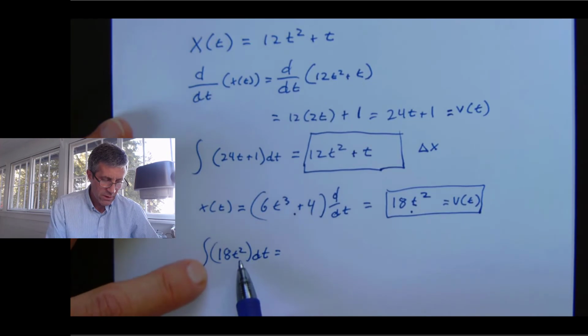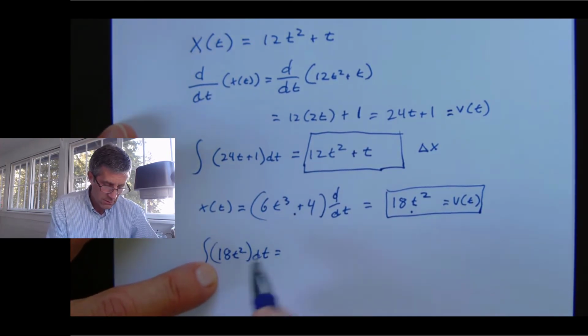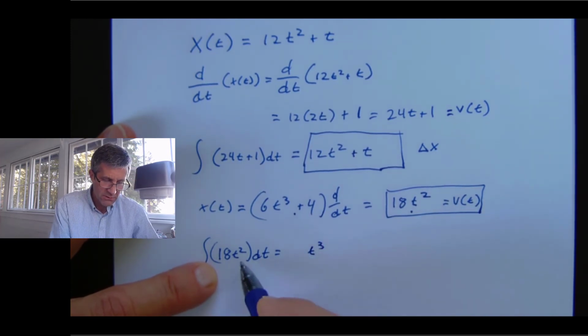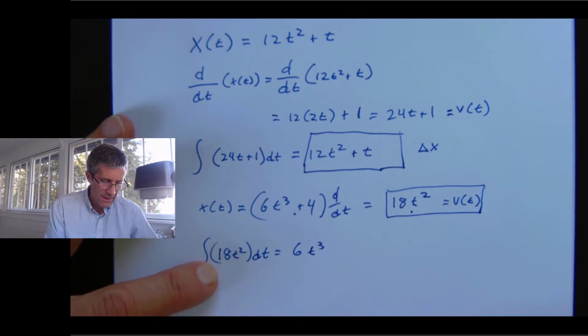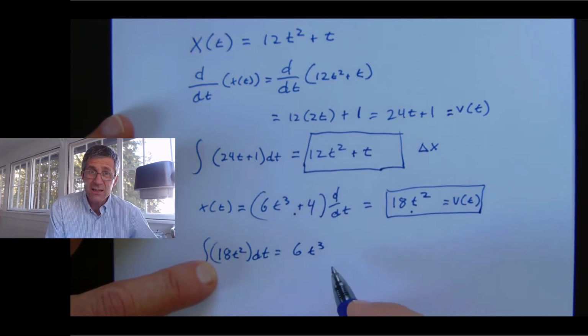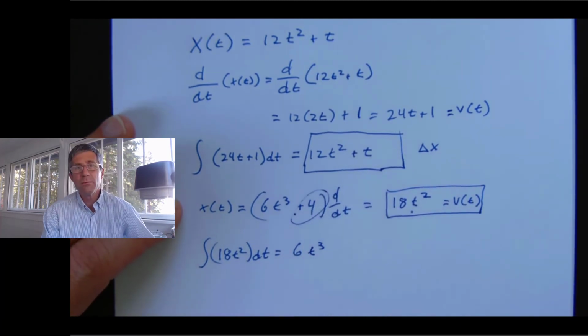What am I going to get? Well, I'm going to add 1 to the exponent. So I got t cubed. I'm going to divide by my new exponent, which gets me to 6t cubed. And that's all I got. Right? So did I get back to where I started from? Well, no, I'm missing the 4.